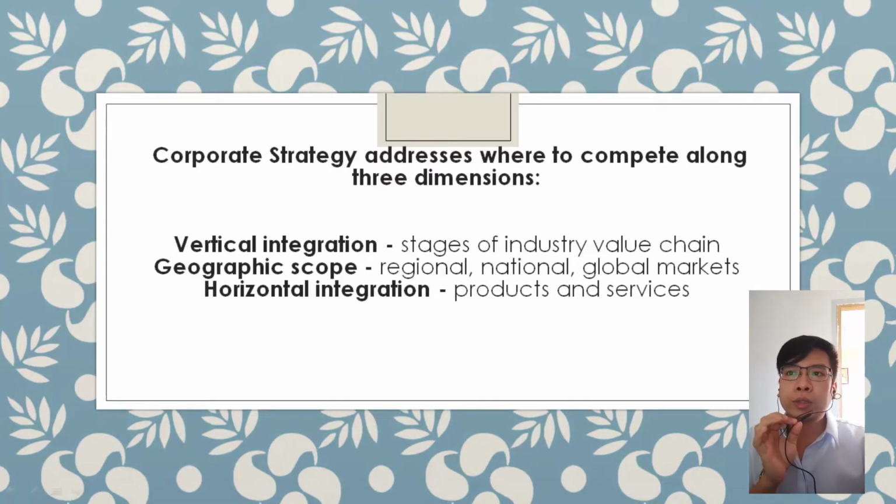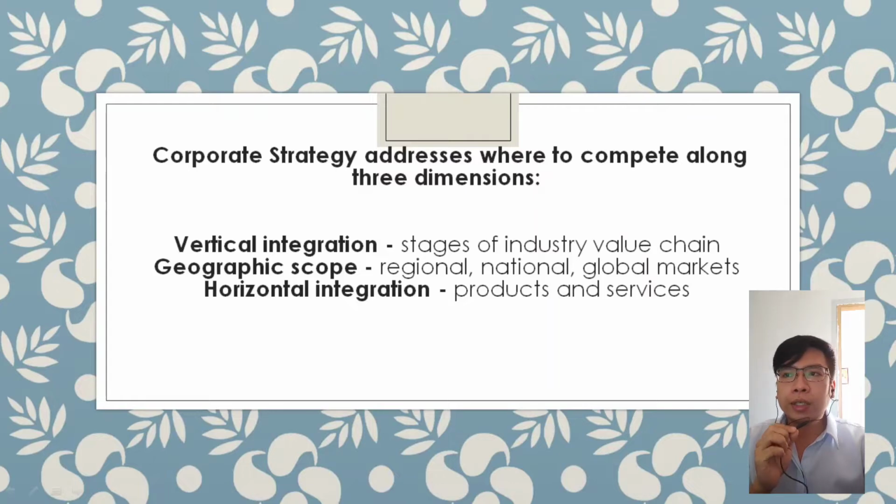It addresses where to compete along three dimensions: the product and services, industry value chain, and geography. The vertical integration is the stages of the industry value chain. An organization should vertically integrate when the cost of making the product inside the company is lower than the cost of buying that product in the market.